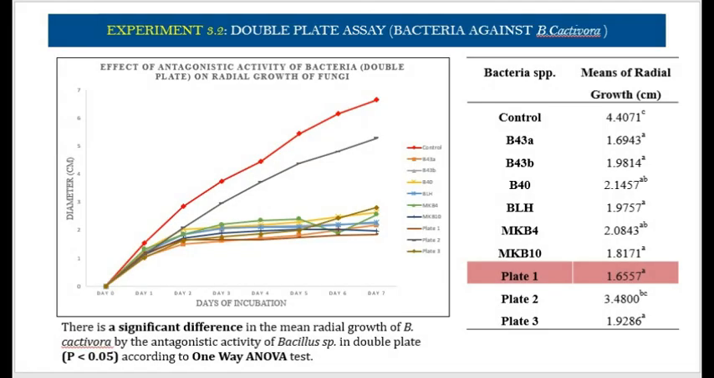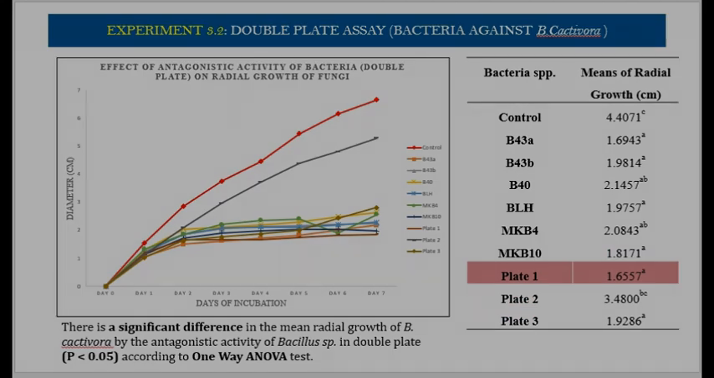For experiment 3.2, there is a significant difference in the mean radial growth of Bipolaris cactivora, with the value of P lower than 0.05 according to the one-way ANOVA test. There are 6 Bacillus species able to inhibit the growth of Bipolaris cactivora. However, the remaining 3 Bacillus species show the lowest percentage of inhibition.